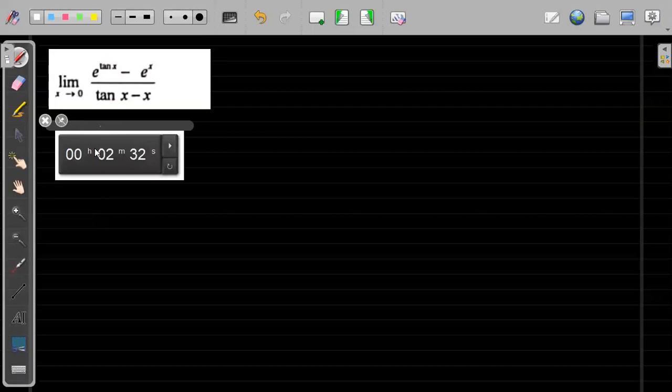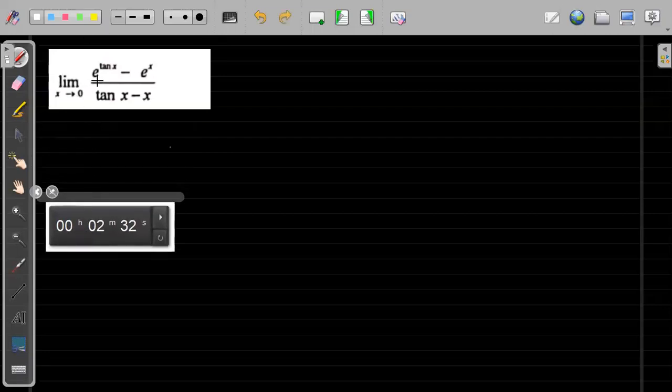Okay, so let's see. So this is e to the power 10x minus e to the power x. One thing we can write is limit of x tending to 0, e to the power 10x minus e to the power x divided by 10x minus x. Now here we have 10x, here we have x. In the denominator we have 10x minus x. So if I am able to get 10x minus x, then my job will be done.